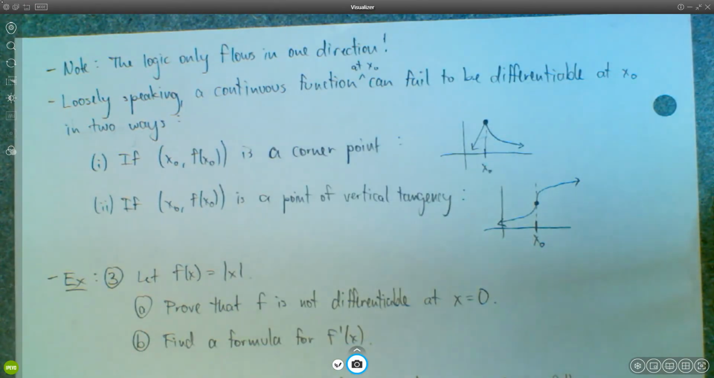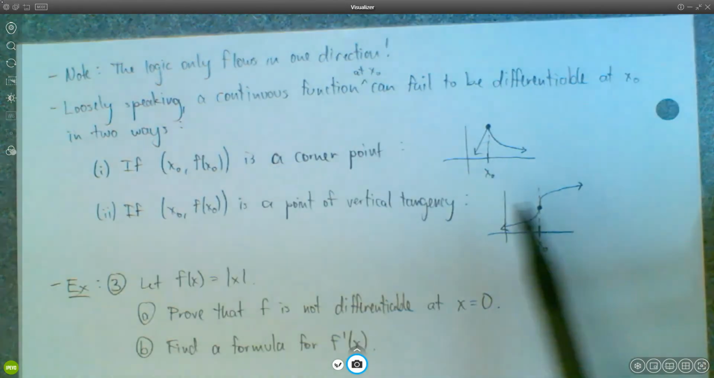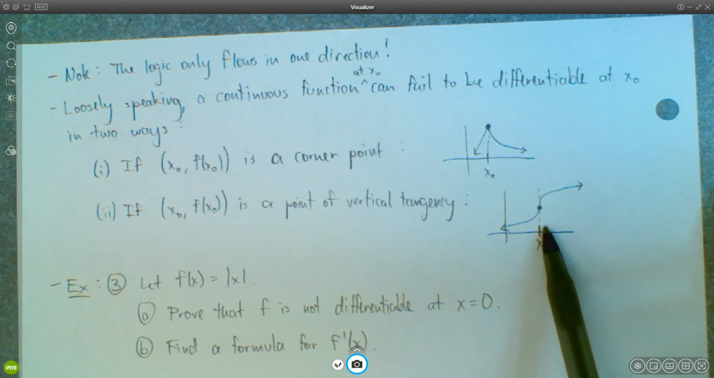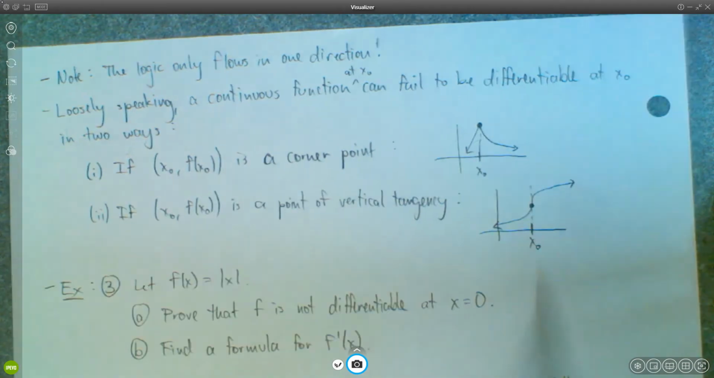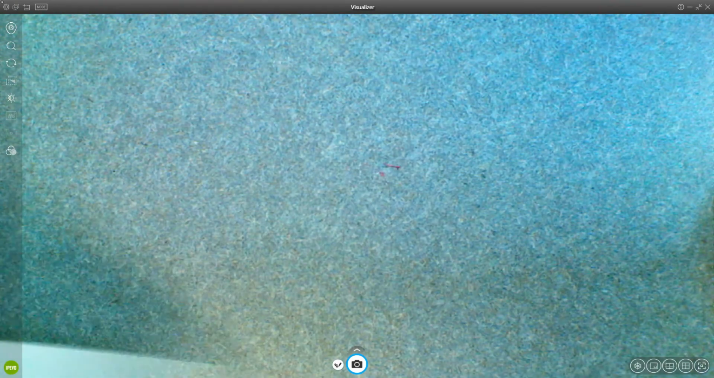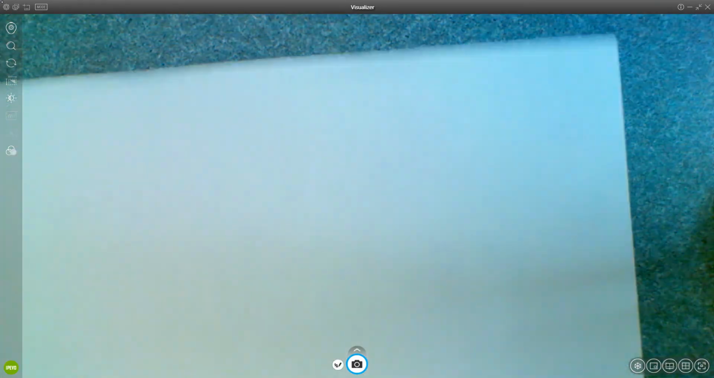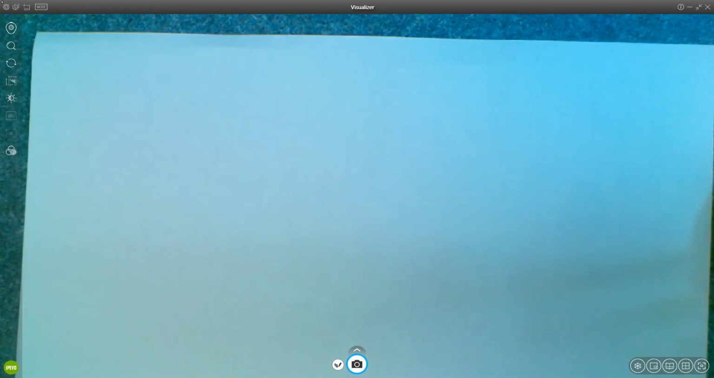Another way you could have a function that's continuous but not differentiable is if you have some point that serves as a point of vertical tangency. So like this point right here. This function would not be differentiable at x naught. So every differentiable function is continuous, but not every continuous function is differentiable. The logic only flows in one direction.